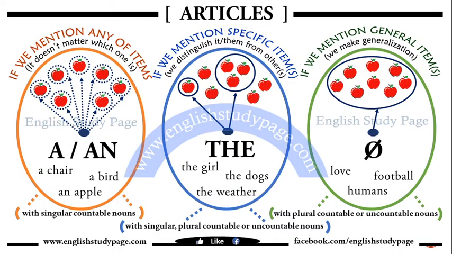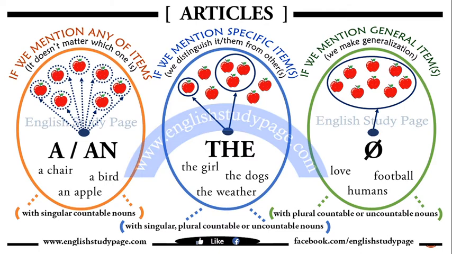So article 'a' is used when we mention any of the items, and it does not matter which one it is. So we have to use this with singular countable nouns. But we have to use the definite article 'the' if we mention a specific item, because we distinguish it from others.